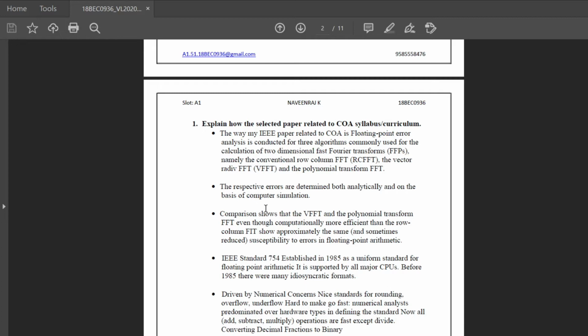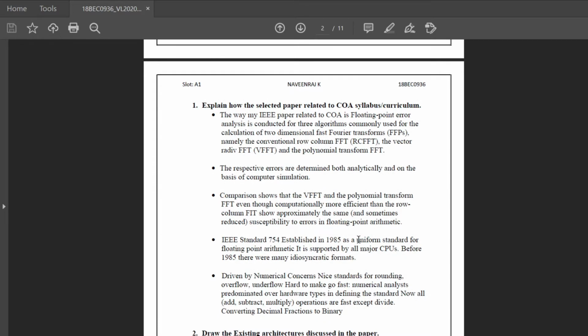Computational comparison shows that VFFT and the polynomial transform FFT, even though computationally more efficient than the RCFFT, both show approximately the same results. VFFT and RCFFT are approximately the same, but in terms of computations, the number of operations is reduced. So VFFT is better.